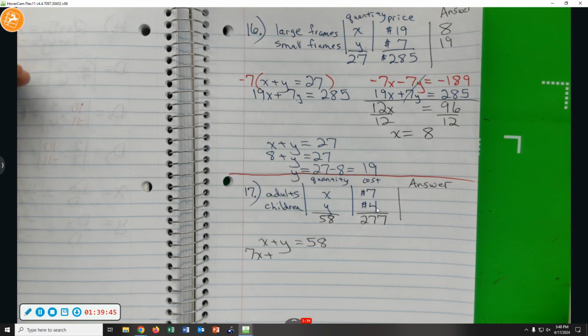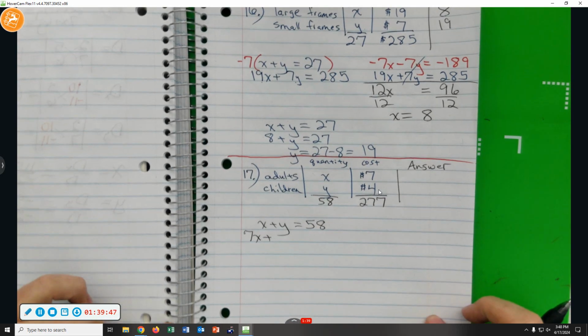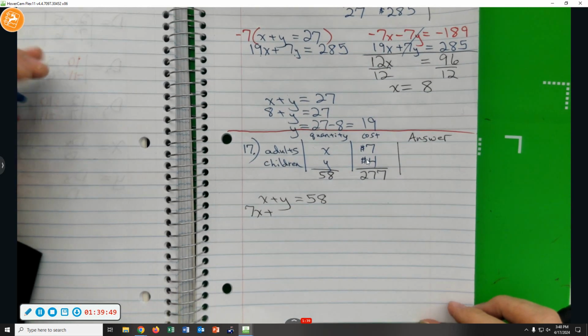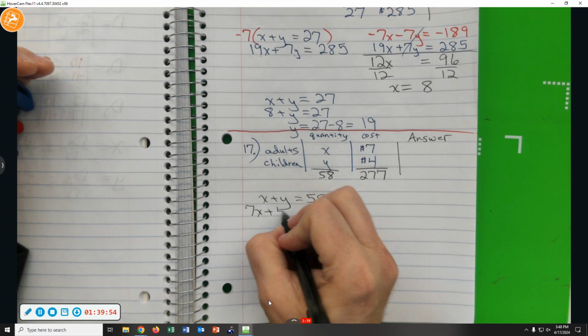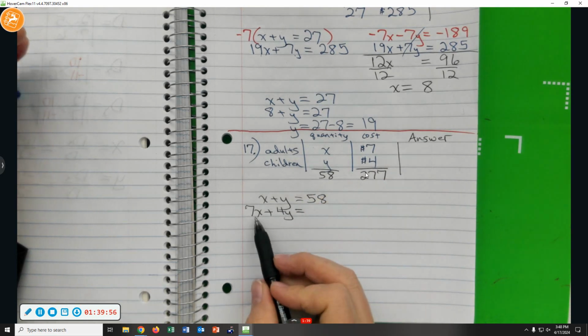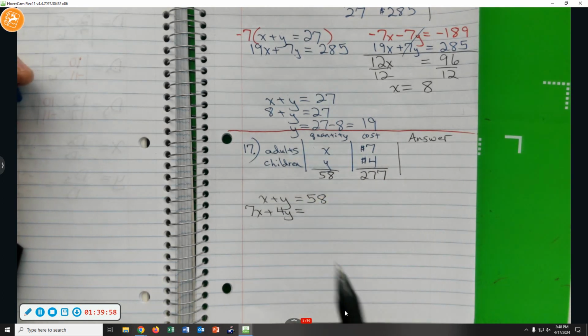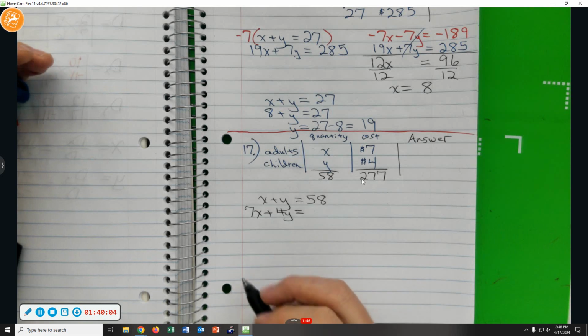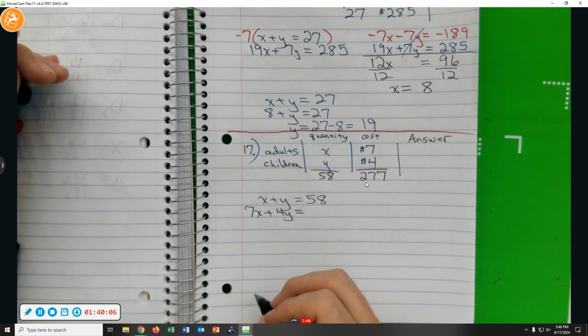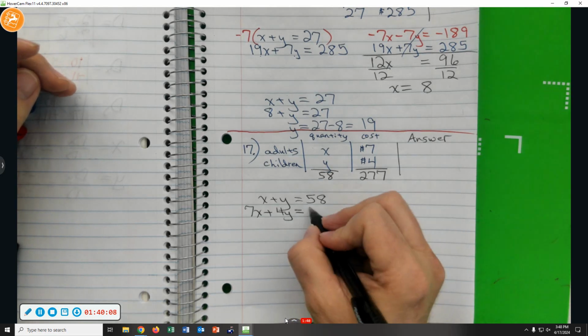How much money did the theater take in from the Y children tickets? 4Y. Price times quantity again. Here's all the money they took in selling adult tickets. Here's all the money they took in selling children tickets. Adding that money together, it better give you 277.